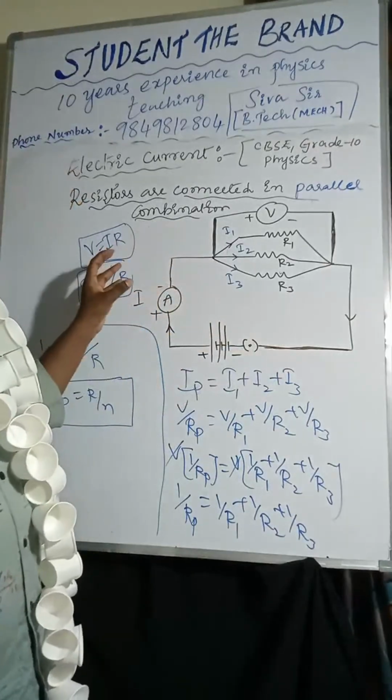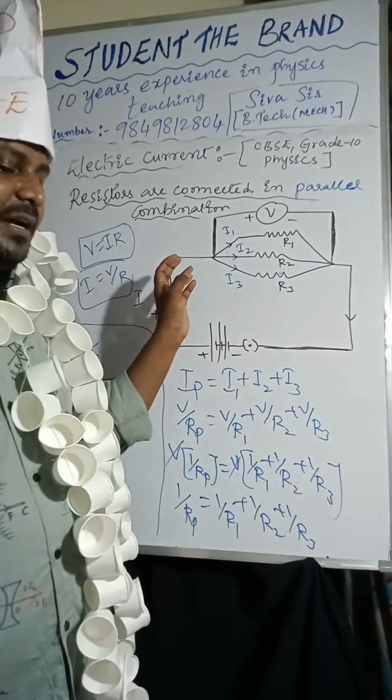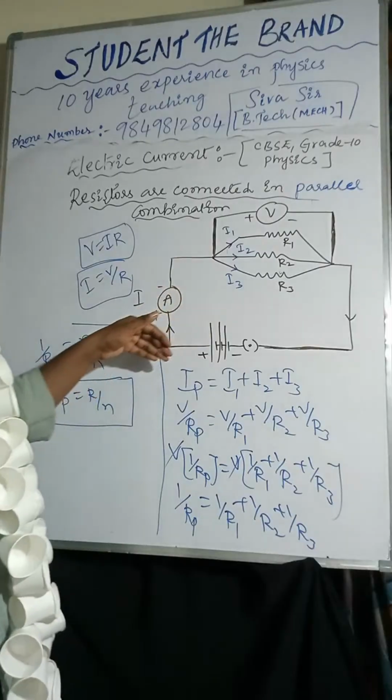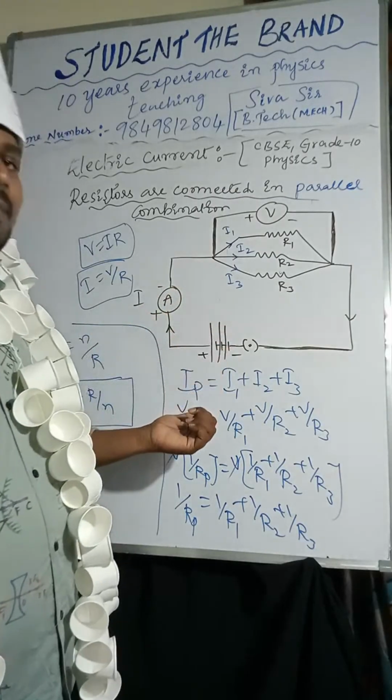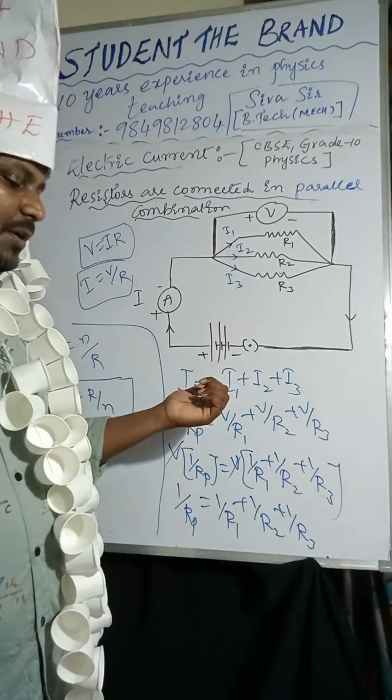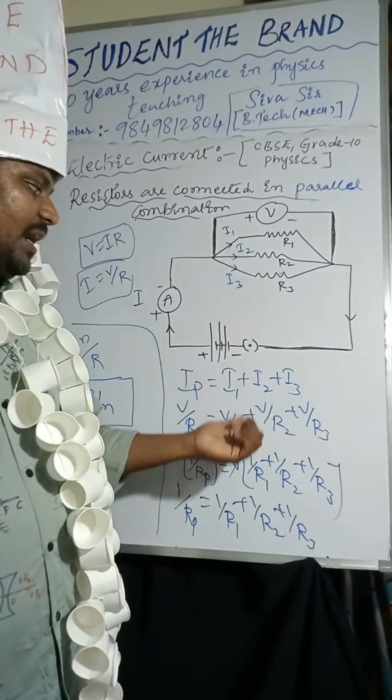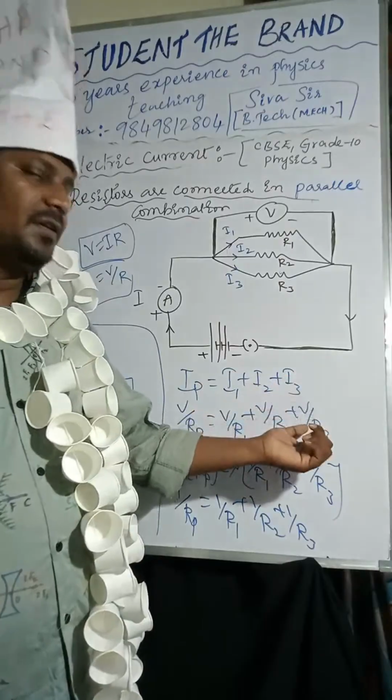So the overall current in parallel combination, IP equals I1 plus I2 plus I3. IP equals V by RP, I1 equals V by R1, I2 equals V by R2, I3 equals V by R3.